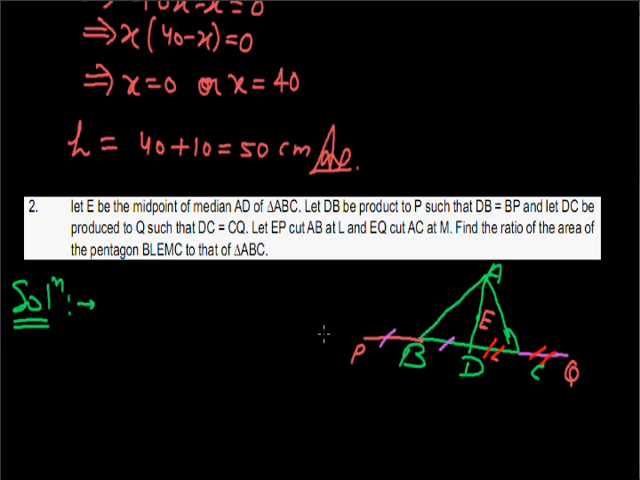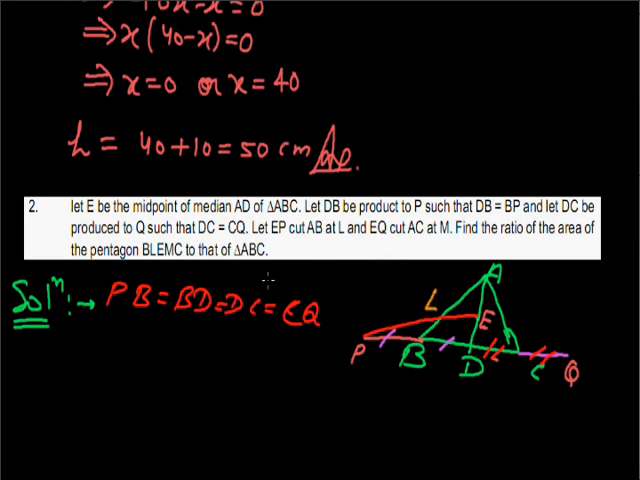But as we know that a median divides the opposite side in equal parts, that means PB is equal to BD, it is given to us, and BD is equal to DC because AD is median. So BD is equal to DC and DC is equal to CQ, given to us. Now let EP cut AB at L. This EP will cut AB at L point. That means this point is L.